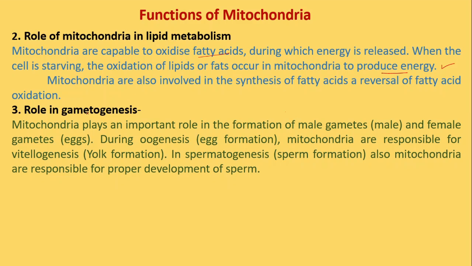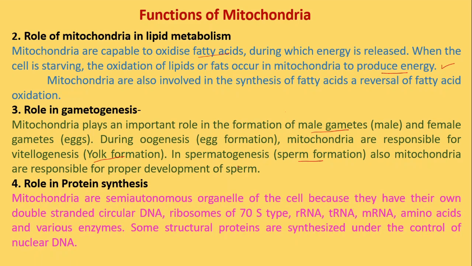Now, the role in gametogenesis. Mitochondria play a very important role in the formation of male gametes and female gametes, that is, sperm and egg formation. During oogenesis, that is egg formation, mitochondria are responsible for vitellogenesis, that is yolk formation. In spermatogenesis, sperm formation, mitochondria are also responsible for the proper development of sperm.